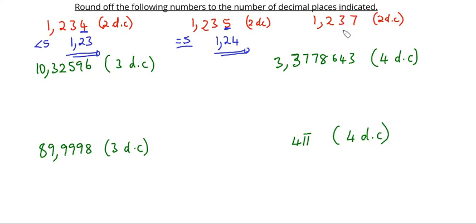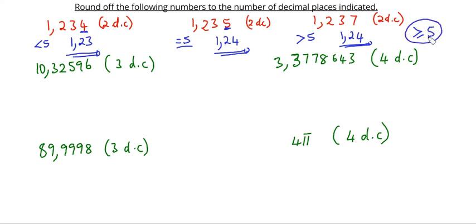Now, when you look at this one here, this is above 5. In this case, we are saying it's greater than 5. When it's greater than 5, we also add a 1 on the number on the left. So it's going to be 1,24. You can see that this is the same answer. Why? Because the number is greater than or equal to 5. That's what we need to check.